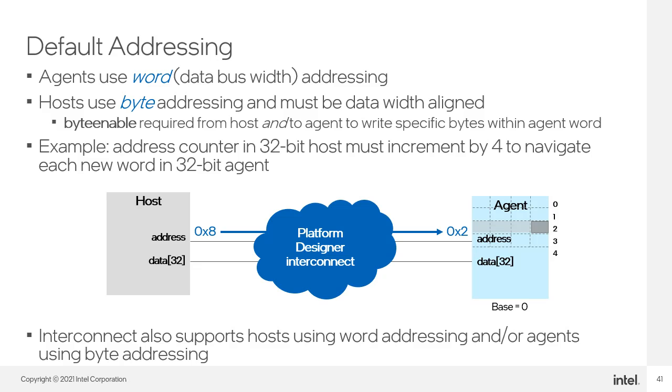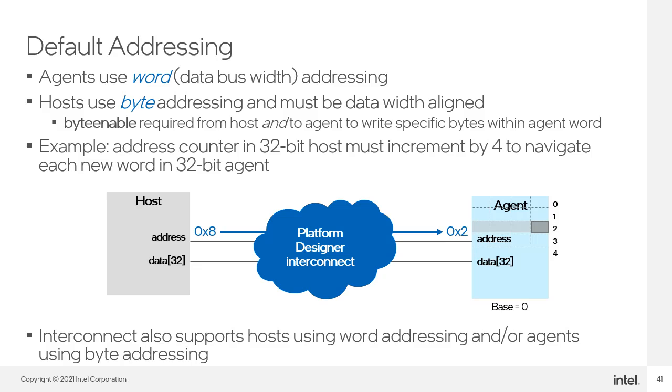Note that if the host needs to write only individual bytes and not the entire agent word, both sides of the interconnect would need the byte enable signal. As mentioned, agent accesses are word-wide, so byte enable would be required to prevent overwriting other bytes in each agent word location.